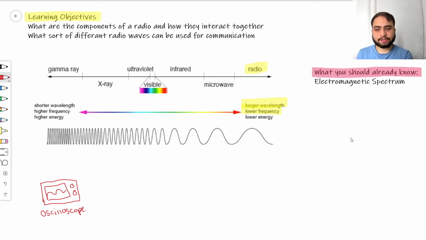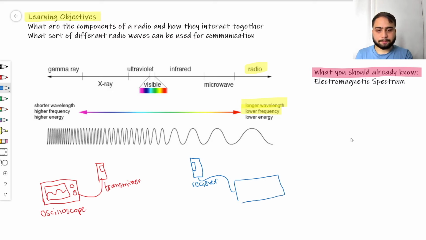Now, this oscilloscope is connected to something called a transmitter. And it's in the word, these transmit the radio waves. The next part is the receiver. So these receive the radio waves given off by the transmitter. The receiver is connected to another oscilloscope, and on here you get the readout from the radio waves.